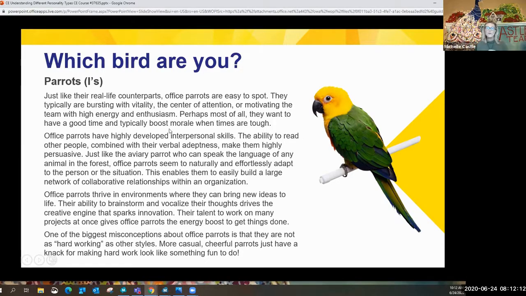So again, with every strength there is always a weakness. And for the I, sometimes it's just too much. But a lot of times your I's are your party planners. They're always in for a good time.